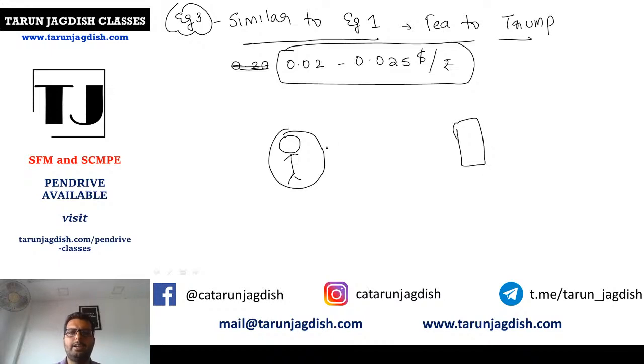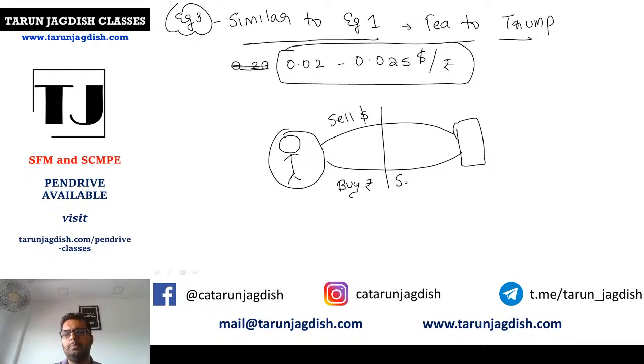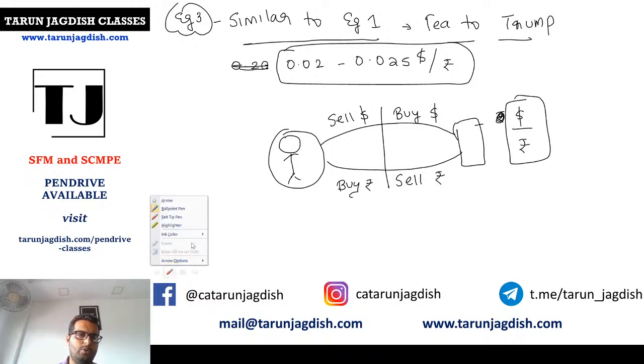Modi Bank. Modi has received dollar from Trump. So what will Modi do with the dollar? He will sell dollar. In return, what will he do? Buy rupee. Trump will do what? Sell rupee and he will buy dollar. Now the exchange rate is not rupee but dollar. The exchange rate is dollar bar rupee.